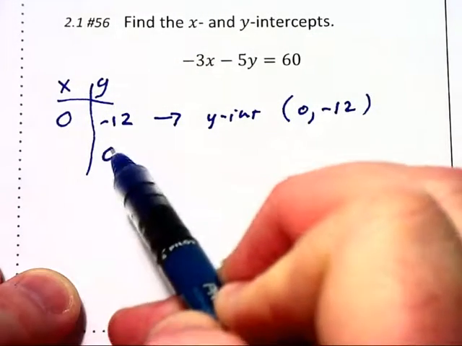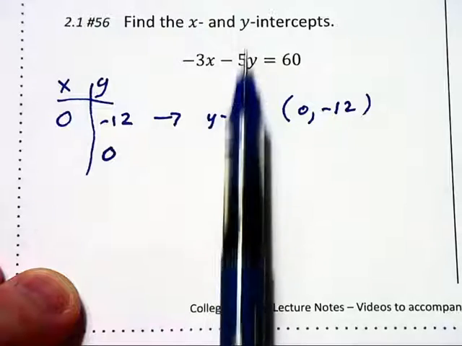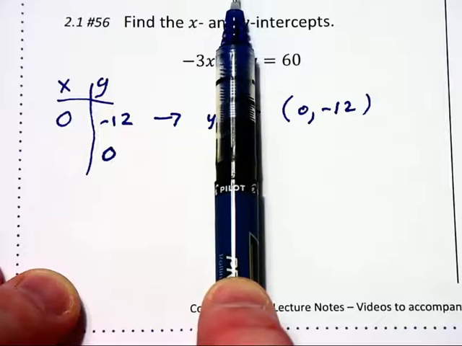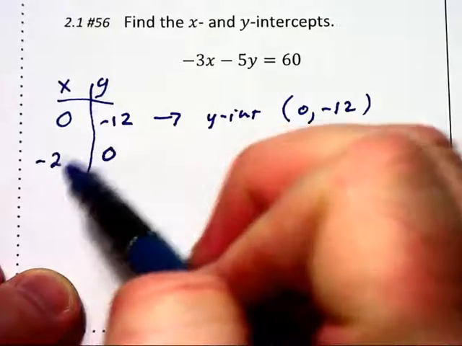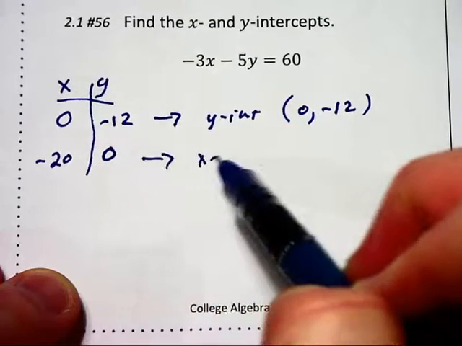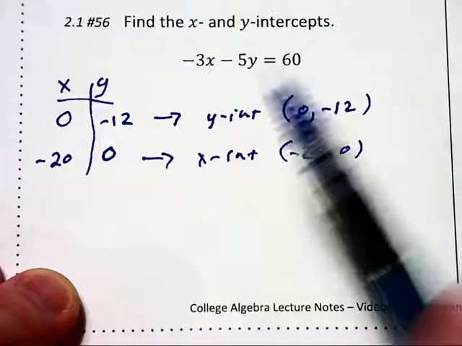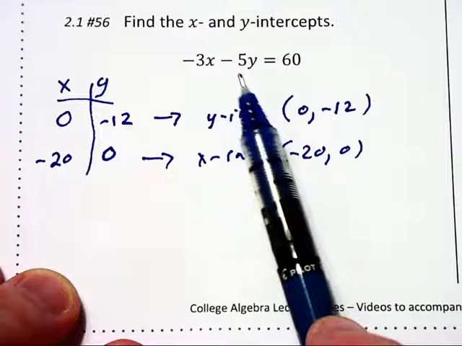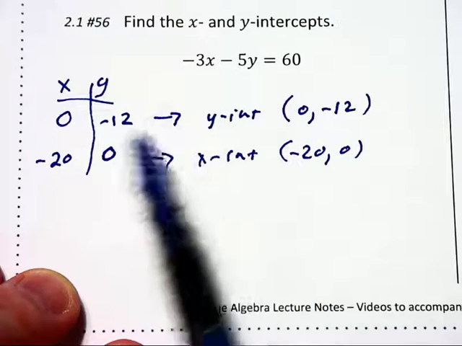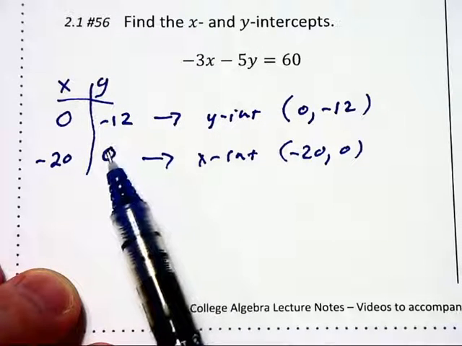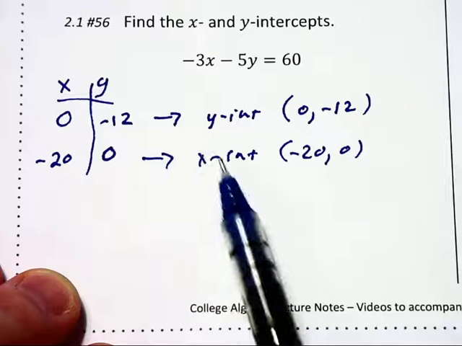Now if we let y equals 0, going up to our equation here, that zeroes out that part of the equation. We now have left negative 3x equals 60, and dividing each side by negative 3 gives us negative 20. And that tells us the x-intercept will be at negative 20, 0. Whether we're dealing with lines, parabolas, circles, absolute values, it doesn't matter. The rule of substituting in 0 for x to get the y-intercept and substituting in 0 for y to get the x-intercept will always work. Always.